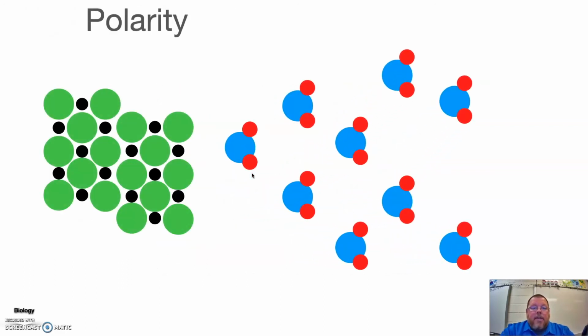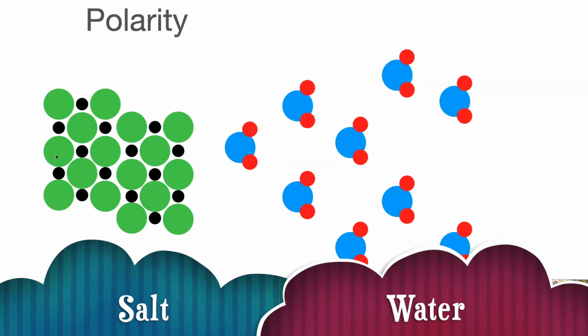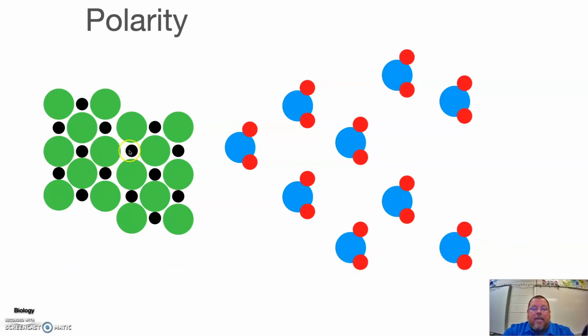All right, something else that happens with this water molecule, remember we talked about that it's polar. So if you look over here on the screen, we've got the green and black. This is going to represent our salt. So we've got our sodium and our chlorine. The sodium is going to be these little black dots. The chlorine is going to be represented by the big green circles. Then we've got our water molecules here.